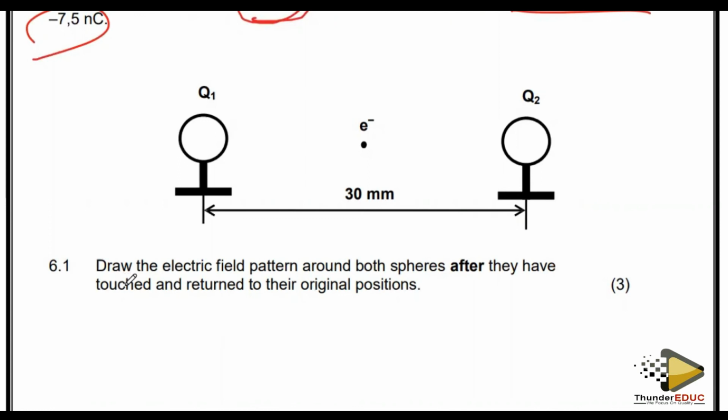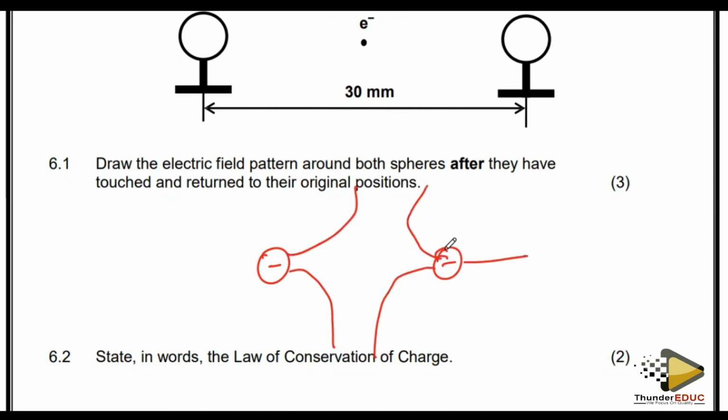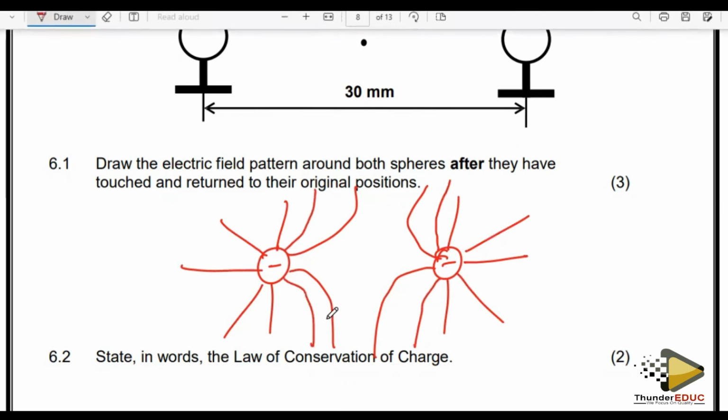So number one, they want us to draw the electric field lines around both spheres after they are touched and separated. So since both are negative, we obtain that the contact, which means it's just going to be a case of sharing. Remember, the magnitudes have to be the same. So this we have to be entered, talking of a negative charge.